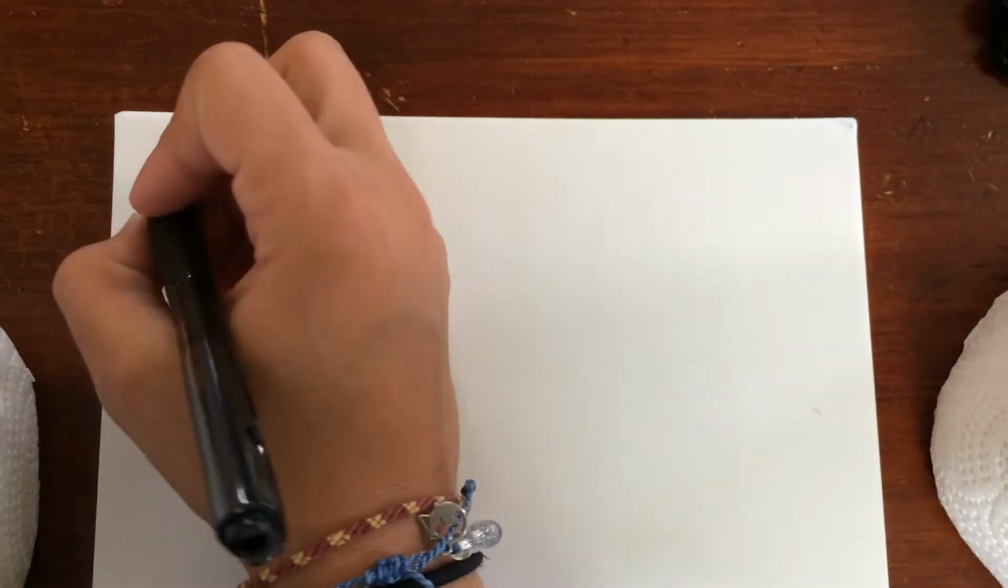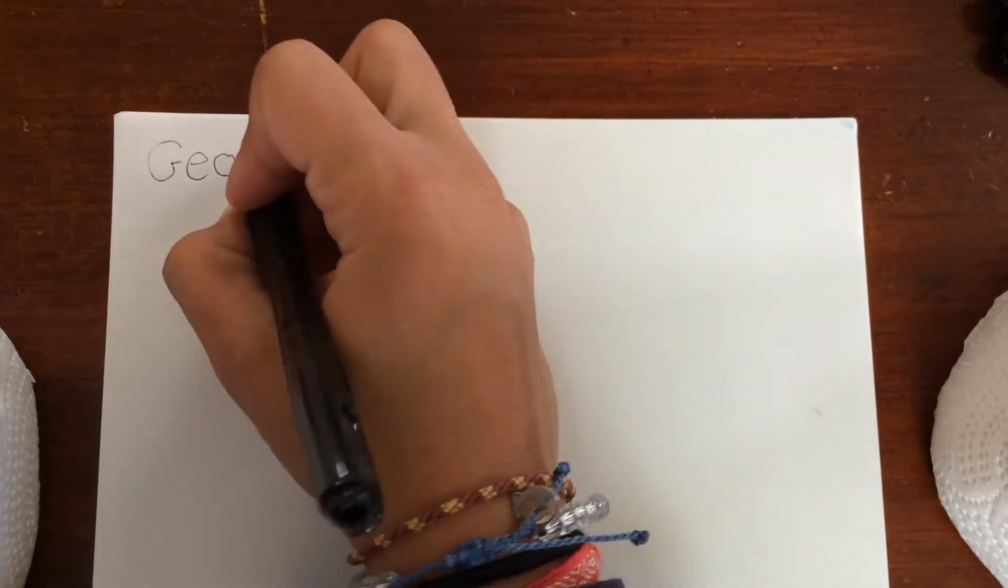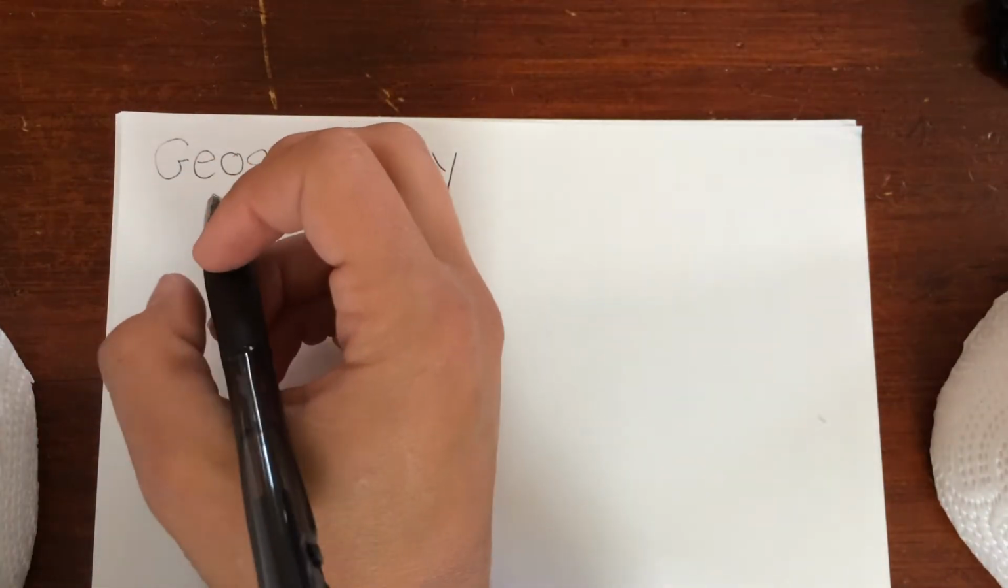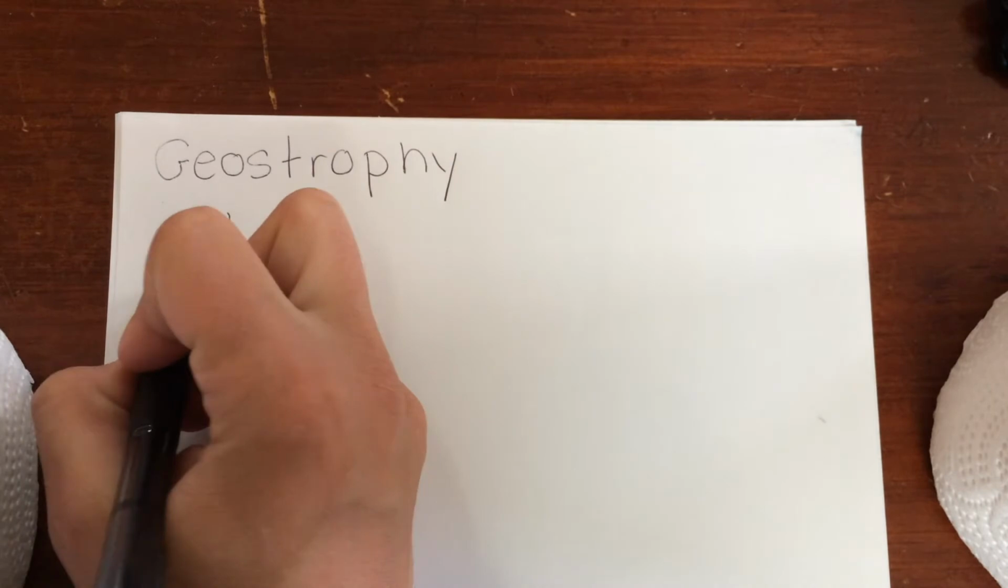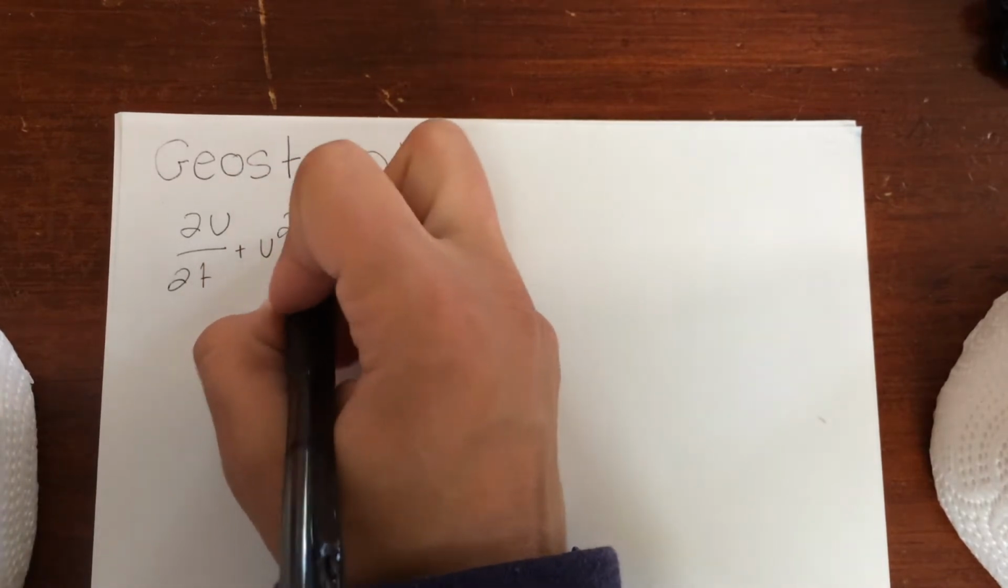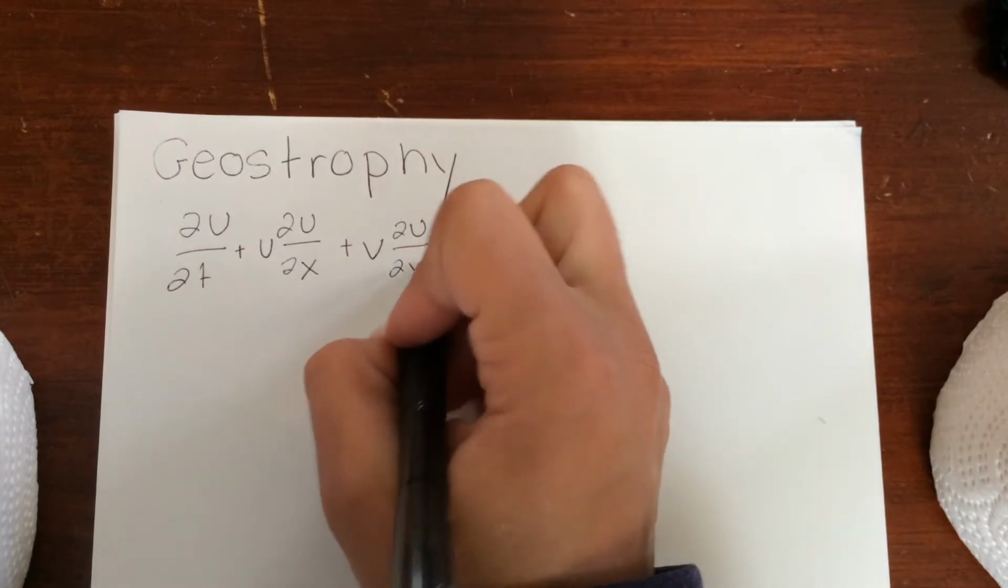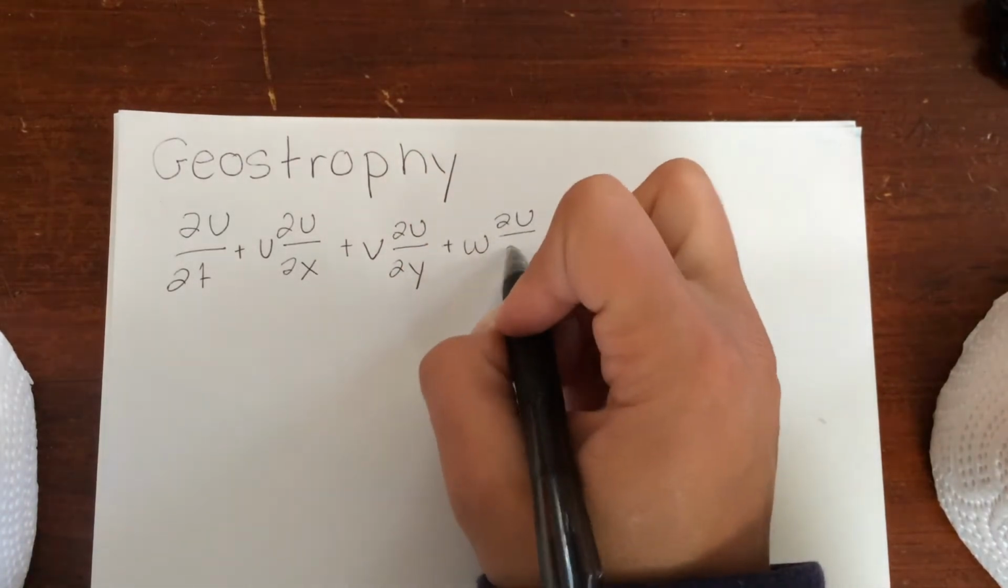Hi everyone! Today we are going to use the equations of motion to define geostrophy, and then look at some examples of how we can use the geostrophic balance to calculate velocity in different layers of the ocean. So first I'm going to define geostrophy, and then the assumptions used to obtain the geostrophic balance.